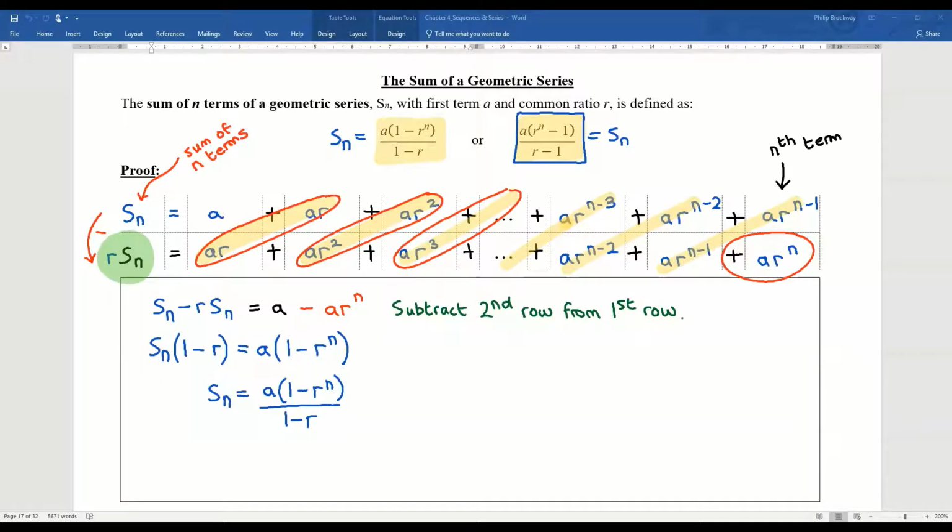I think this deserves a bit of highlighting, doesn't it? So this is the sum of n terms. Make it look really important. And remember that the step that you really, really need to remember is to multiply by R and also to subtract the second row from the first row.